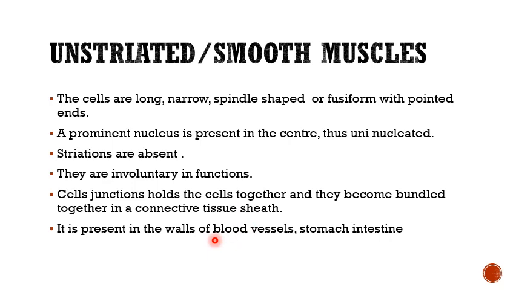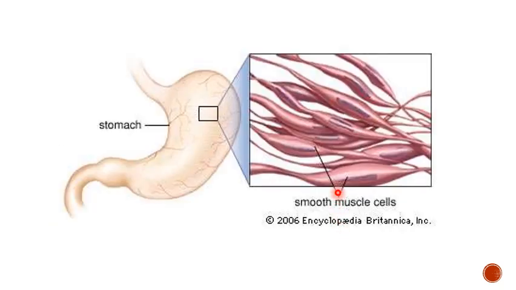They are present in the walls of blood vessels, stomach, intestine, kidney, and so on. In this image you can see the stomach, a soft organ in which smooth muscles are found. They are long cells with tapering, pointed ends, spindle shaped with one nucleus, that is uninucleated, and their action is not under our control.